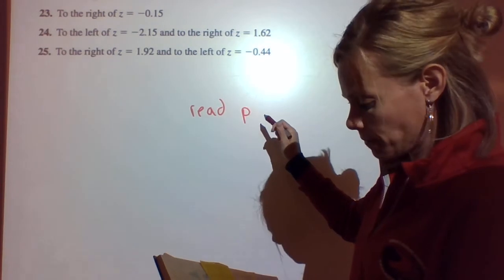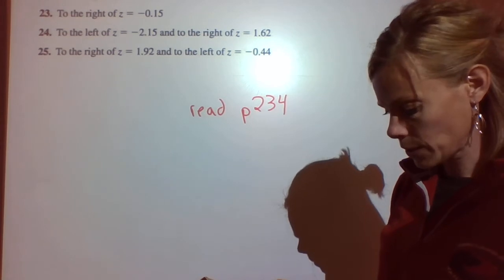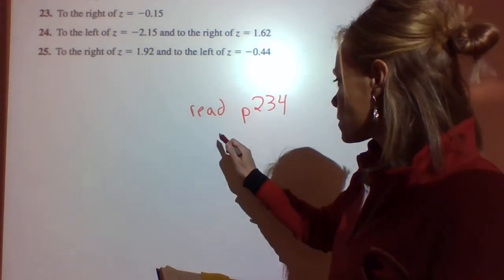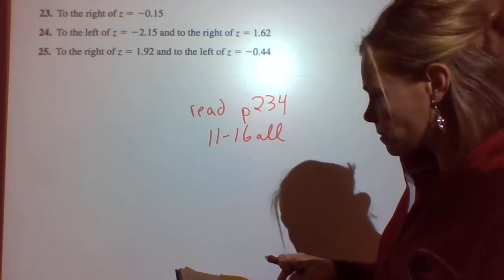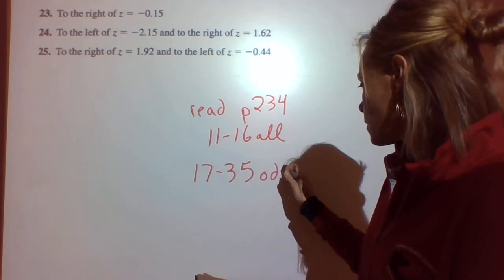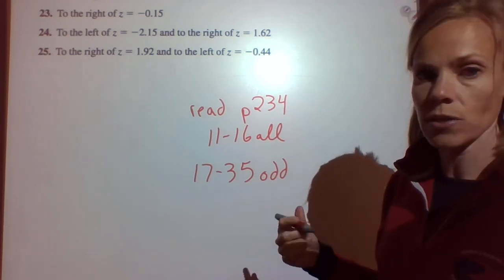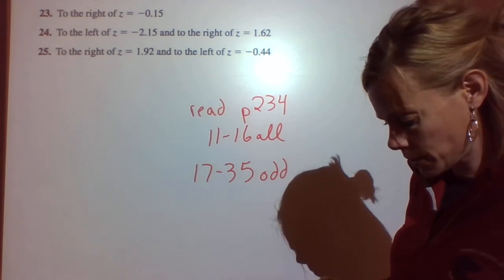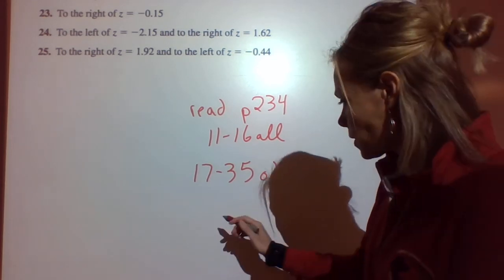Okay, so your homework for 5-1 here is you are going to read page 234. This is going to tell you all of your normal curve rules. And then you are going to do 11 through 16 all. And then you're going to practice finding some z-scores, so 17 through 35 odd. And I gave you odd on purpose so you can look up those answers to double check yourself, because this whole chapter is going to base off of what you learned in this section, so it's really important. Okay, and then you're going to do 39 and 40.